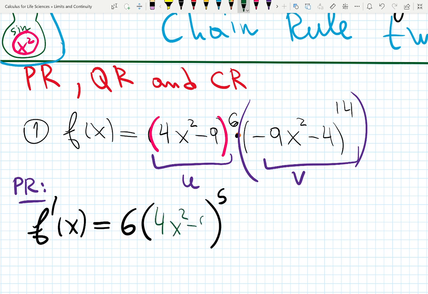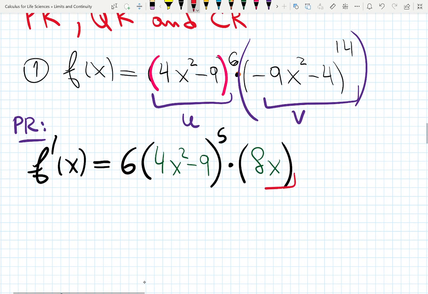4x squared minus 9. Chain rule says, don't stop. I see there's something inside. And you're like, yeah, I see that too. There is 4x squared minus 9 inside. Derivative of that, 4x squared gives you 8x. And this is only u prime. This is only u prime. u prime required chain rule because u was an example of nesting functions.